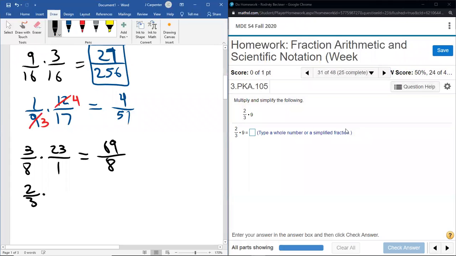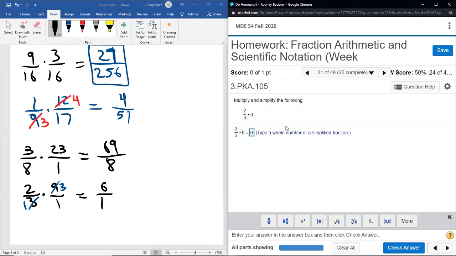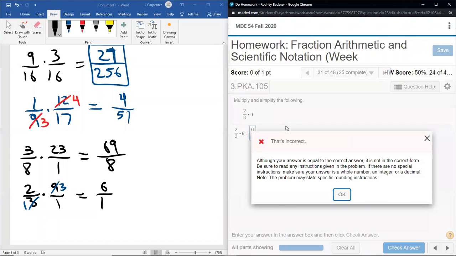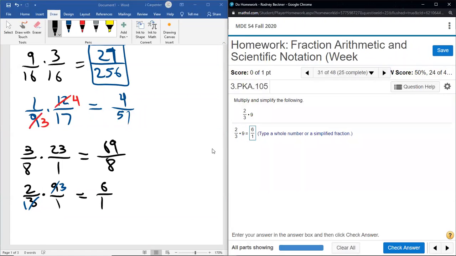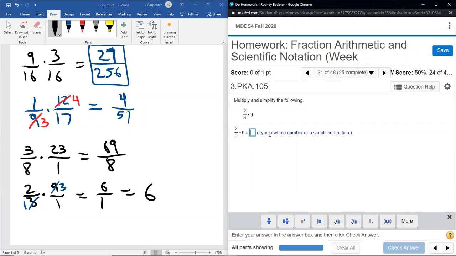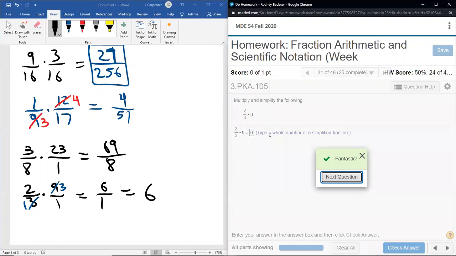This 2 over 3 times 9, we should probably write as 9 over 1. The 3 and the 9 can reduce. 3 goes into 3 once and into 9 3 times. Multiply straight across. 2 times 3 is 6. Over 1 times 1 is 1. Now I'm going to do this wrong. It should mark me wrong. 6 over 1. Incorrect. Although your answer is the correct answer, it's not in the correct form because anything divided by 1 is itself. So you have to write just that 6 to get that answer right.